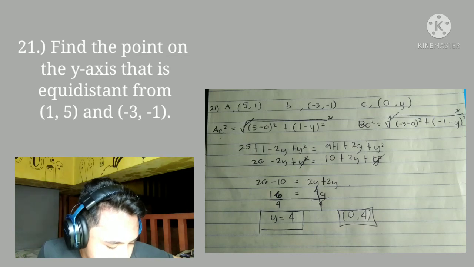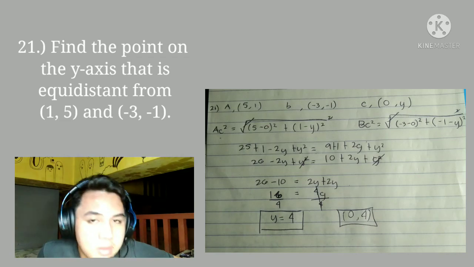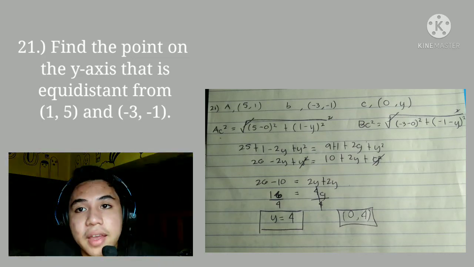So now if we subtract 26 minus 10, we will get 16. Then 2y plus 2y is 4y. If we divide this by 4, we get y equals 4. We have now our point, which is (0, 4).